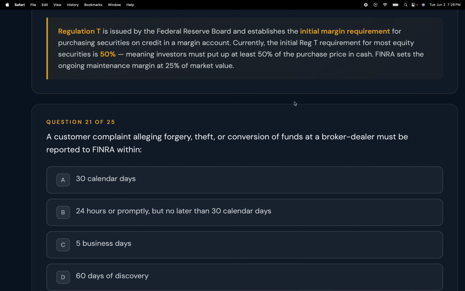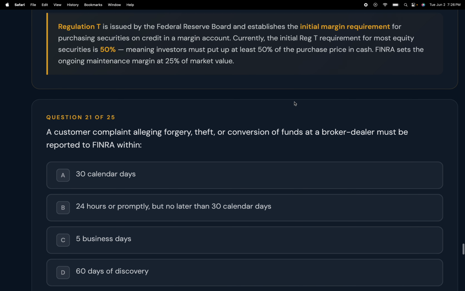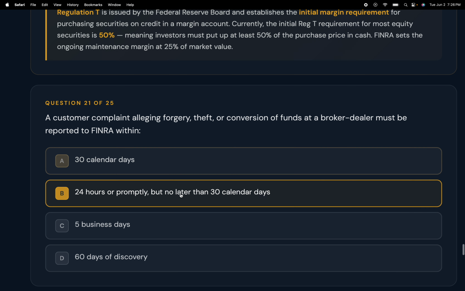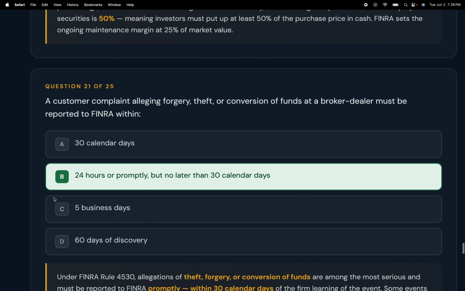Allegedly, forgery, theft, conversion of funds at a broker-dealer must be reported to FINRA within... I mean, it's kind of common sense if you look at this. What, you going to wait 2 months? No, immediately. 24 hours or promptly.